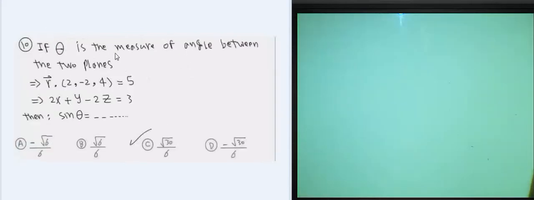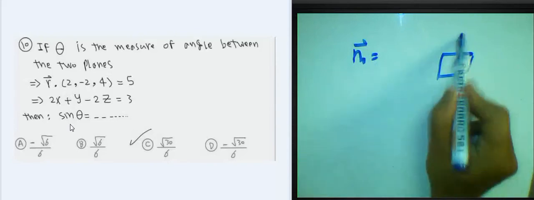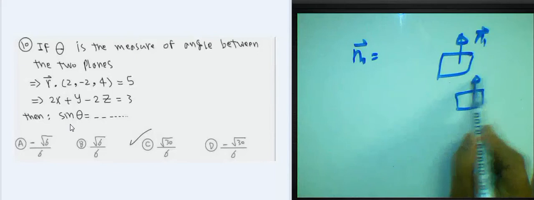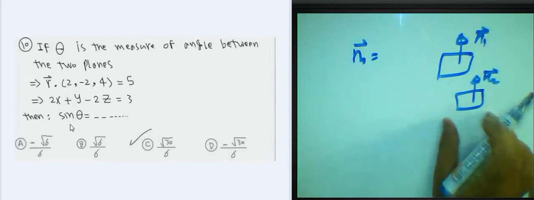Question 10. If theta is the measure of angle between two planes r dot 2 and negative 2 and 4 equal 5, and second plane here 2x plus y subtract 2z equal 3, then sin theta equal space. We can find vector n1, meaning what? n1 perpendicular to the first plane, and we have here n2 the vector perpendicular to plane 2 here.